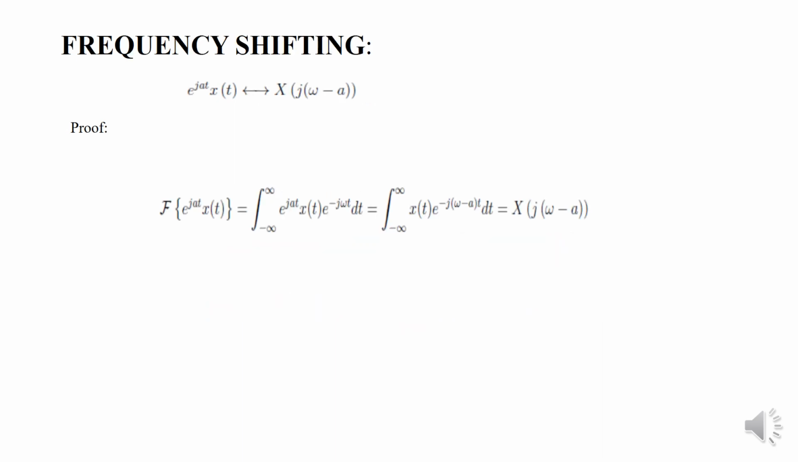Next one is frequency shift, that is e power j a t. We want to prove that the Fourier transform of e power j a t into x of t equals X of j into omega minus a. Therefore the Fourier transform of this quantity, we are just writing by using this formula. Now we are combining the exponential terms by using the standard equation. We can write this as X of j into omega minus a.